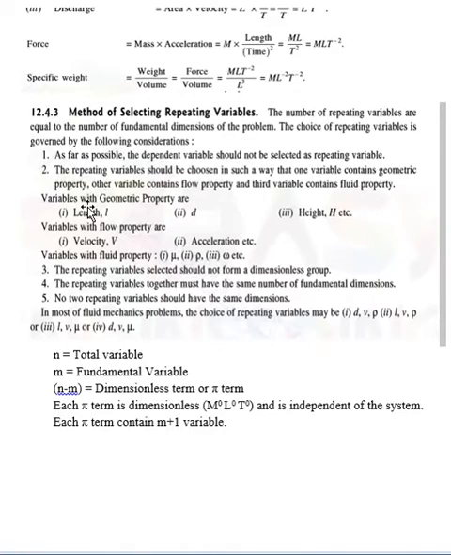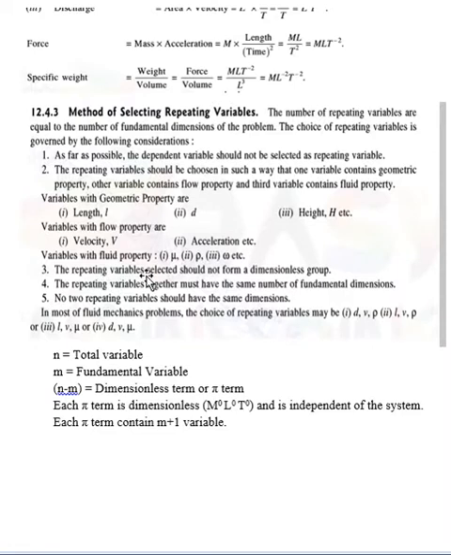First one is geometric properties. Under the heading of geometric properties, there are three properties, that is length, diameter, and height. Second one is flow property. Under the flow property, there are two quantities, velocity and acceleration. Third one is variables with fluid properties, mu, rho, and w, etc.